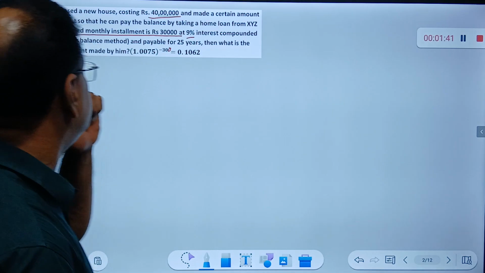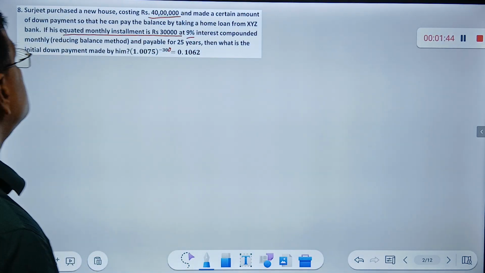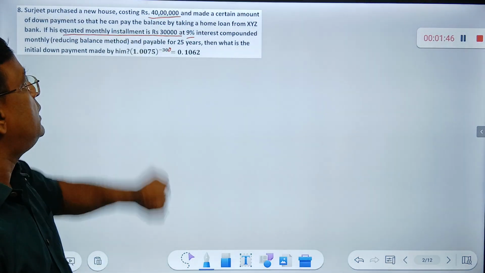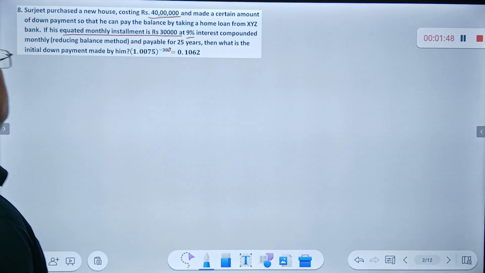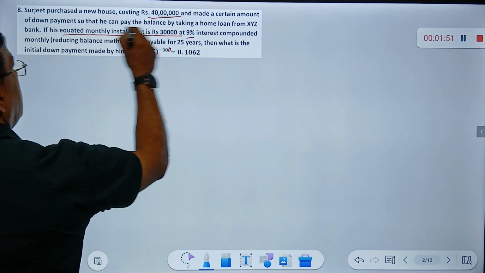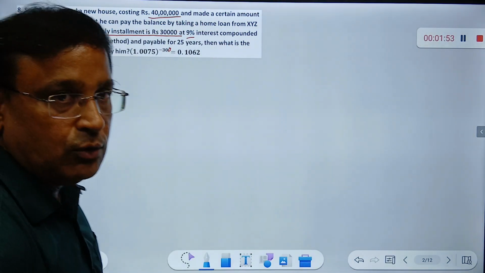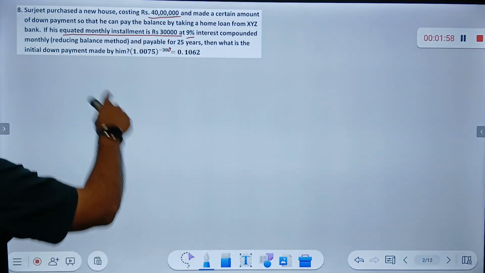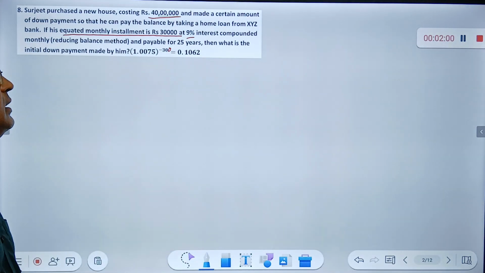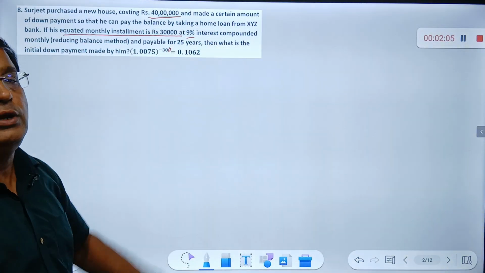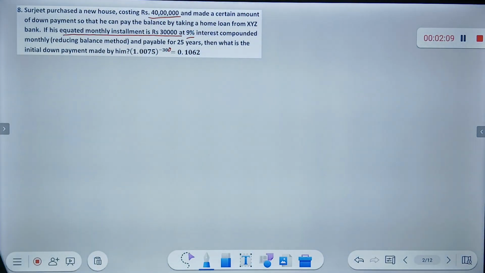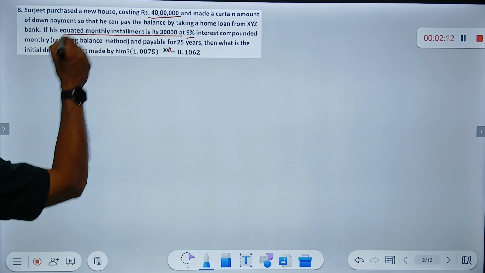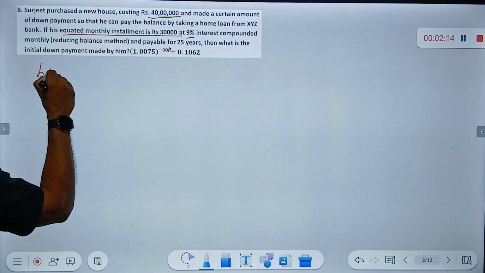Now the first question is, Sujit purchased a new house costing 40 lakhs and he makes a down payment. We don't know what the down payment is. Generally they give you the down payment, but here the down payment is not mentioned. And the EMI is given to you. The EMI is 30,000 and the rate of interest is 9%, and it is paid for a duration of 25 years.